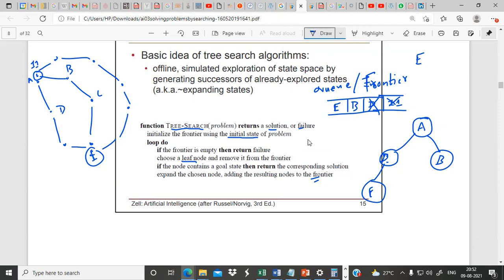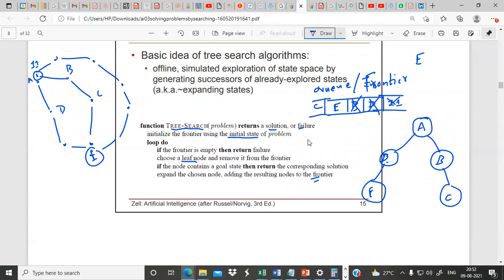Again go back. If the frontier is empty, then return failure. Frontier is not empty. Choose a leaf node and remove it from the frontier. Now, this is a queue. We always remove the front. So B, remove B. Check whether this is the goal. If the node contains the goal state, then return the corresponding solution. This is not the goal. Otherwise, expand the chosen node. When you expand B, what you get? You get C. Add this to the queue. That's what the algorithm says.